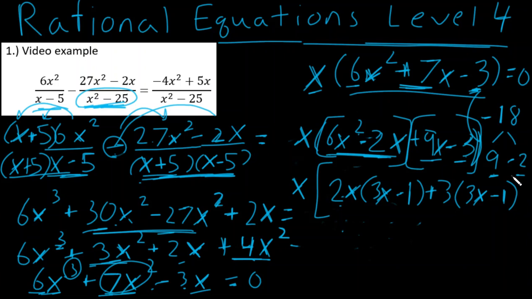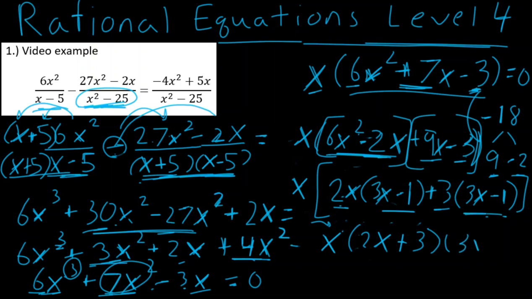Now notice, when using factoring by grouping, we can now set it like this. X, which has always been on the outside since we factored it out originally, times, we take our two leading terms, 2x plus 3, and this last one, this factor that they both have in common, 3x minus 1. And of course, this is still all being set equal to 0.